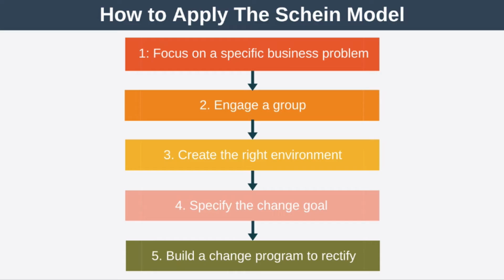So for step 1, culture only really matters when there's a problem. Much like your personality only matters if there's a problem. If your organizational culture is adaptive and can change automatically to new internal and external realities, then you don't have a problem and you don't need to fix your culture. But if you do have a problem, the first step is to spell out the problem as specifically and precisely as you can. Step 2 is to engage a group.